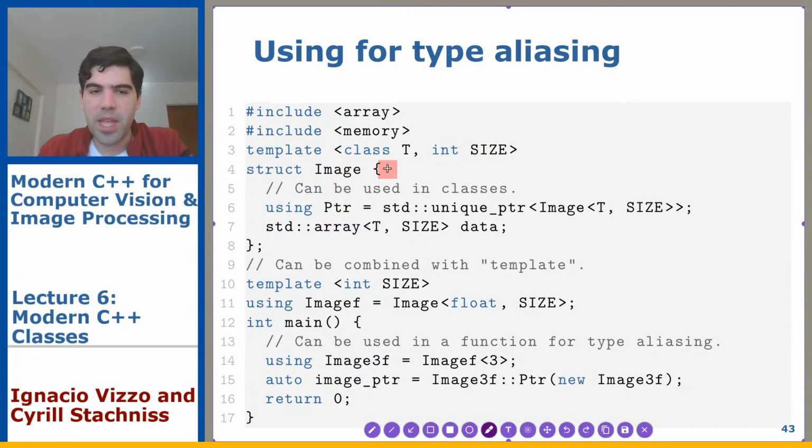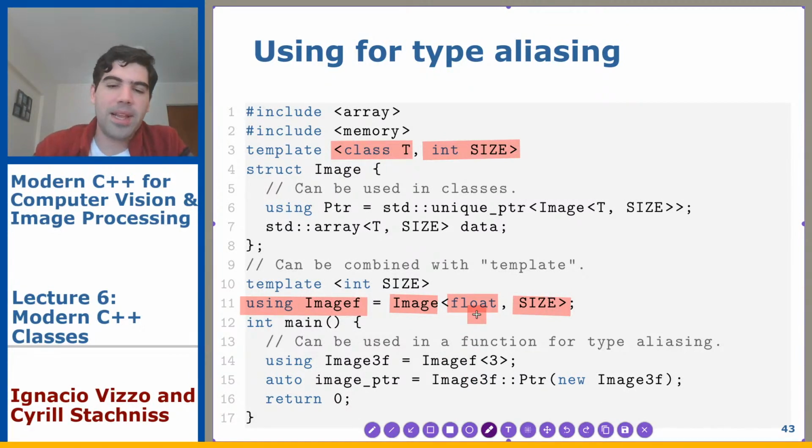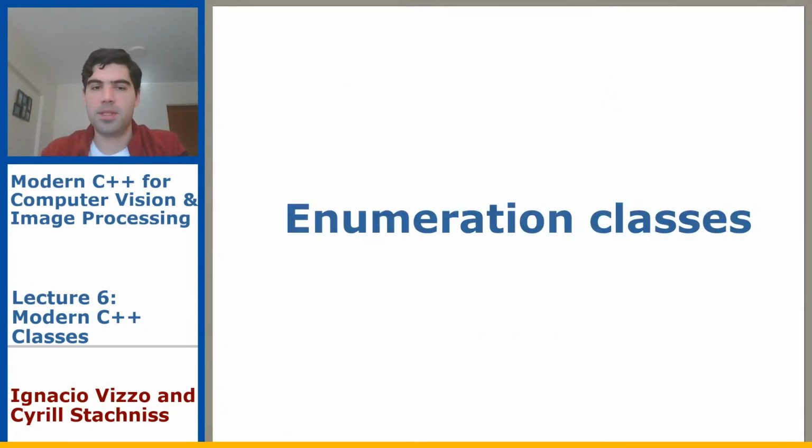So in this case, we have an image that takes two types as template input arguments. And for example, I want to use an image float that will be this class image with the type float and then with a given size, right? And this is some type aliasing. There are some examples here. The idea is that you should be using this to reduce verbosity of your classes in C++.